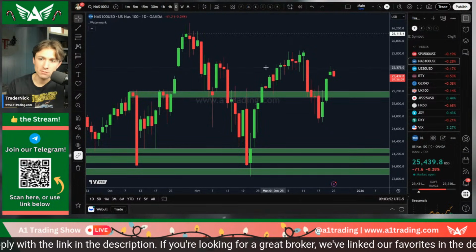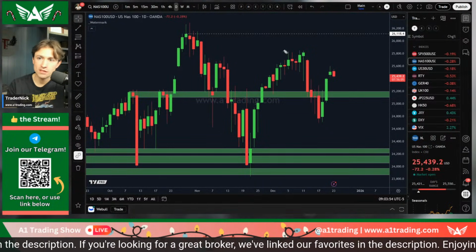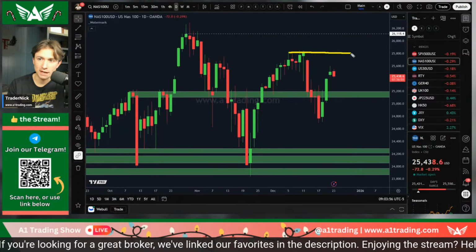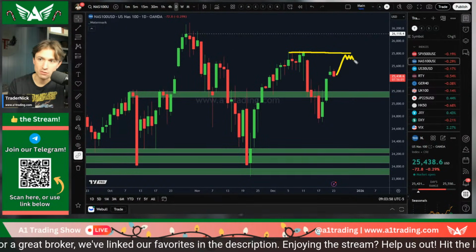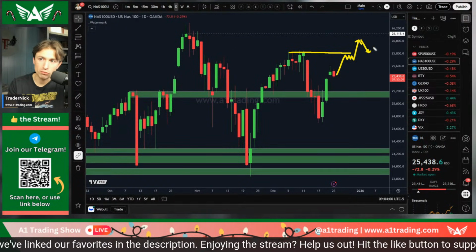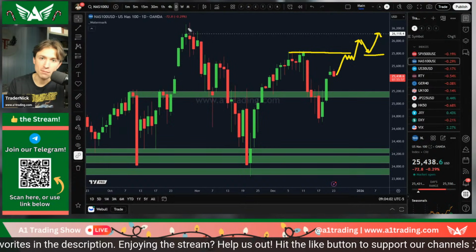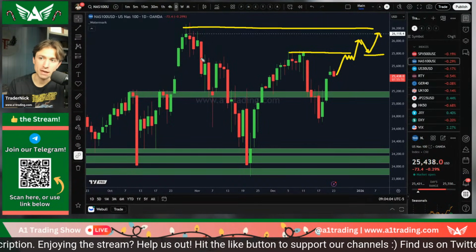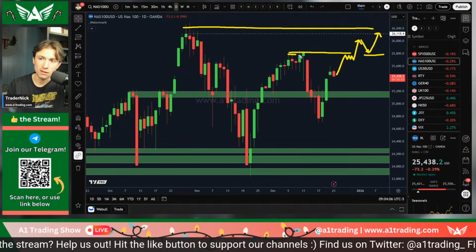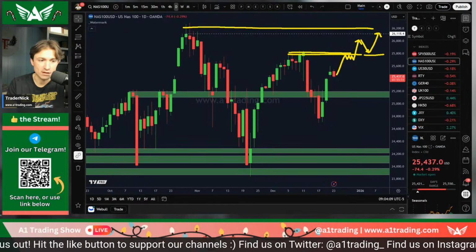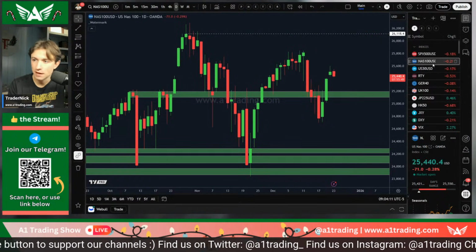NASDAQ looks pretty range bound for now. I think that if you're going to see the Santa Claus rally, the big spot here for the NAS would be a break through these highs. If you were to see that, then you are probably making your way back towards those prior all-time highs. I'd say that's your level to watch, this 25,800 on the CFD, NAS 100.